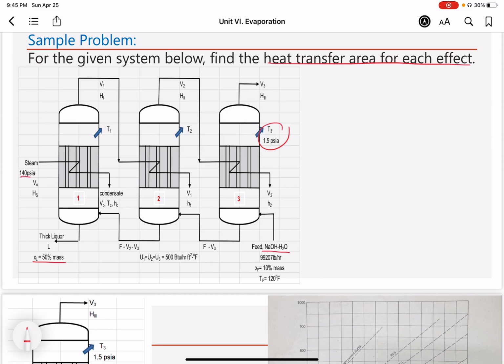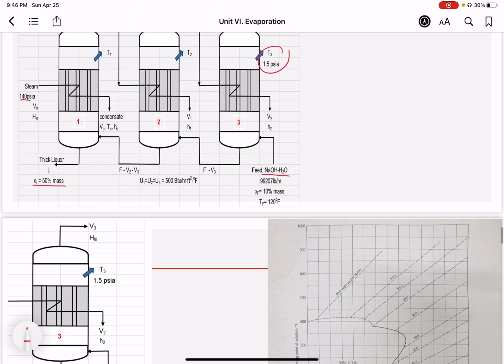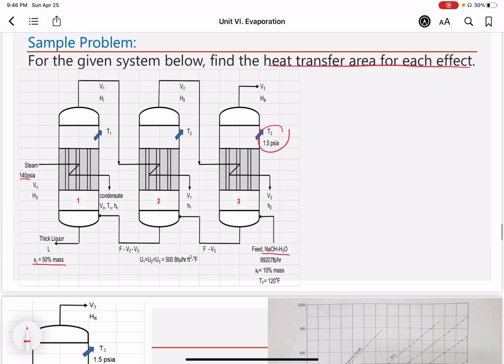All we need to do is find the heat transfer area for each of the effects given. Okay? Okay, let's do that step by step. Step 1. So we have here the solute balance.